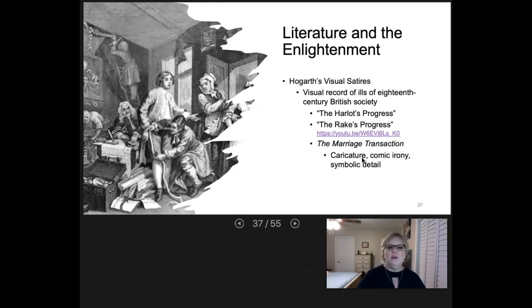Now, the Rake's Progress is a series of eight different prints. They were produced in 1735, and they depict the fall of Tom Rakewell, the son of a rich merchant who comes to London and spends all of his money on gambling and prostitution. He becomes imprisoned and he ends up in a mental asylum. So, a nice little happy story for you.